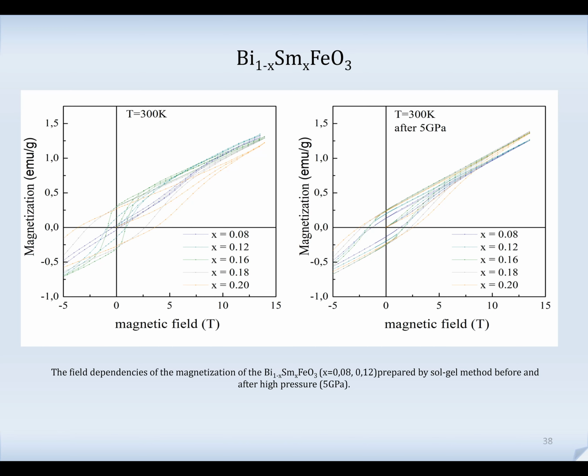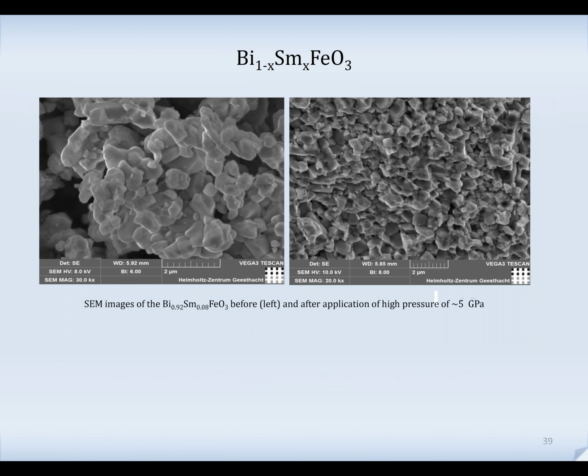Before application, I already discussed orthorhombic and rhombohedral compounds, the modification. When we applied high pressure, we shifted this balance, shifted the crystal structure from R to O, and the magnetization curves resemble those we observed for orthorhombic, for all compounds. This is understandable because we drastically changed the morphology of the crystallites.